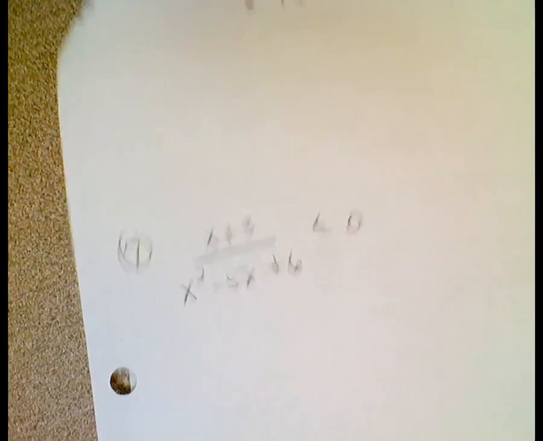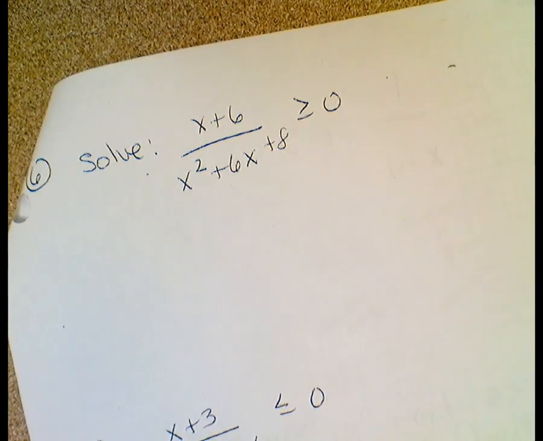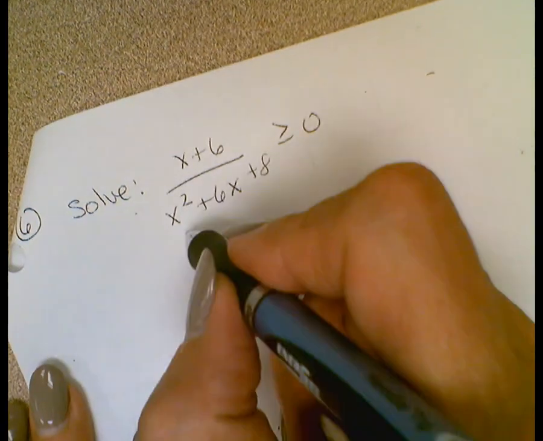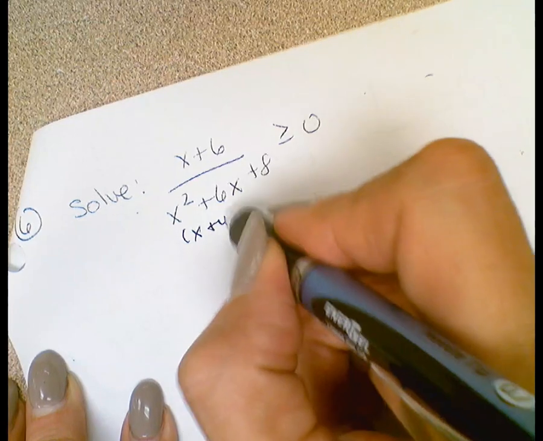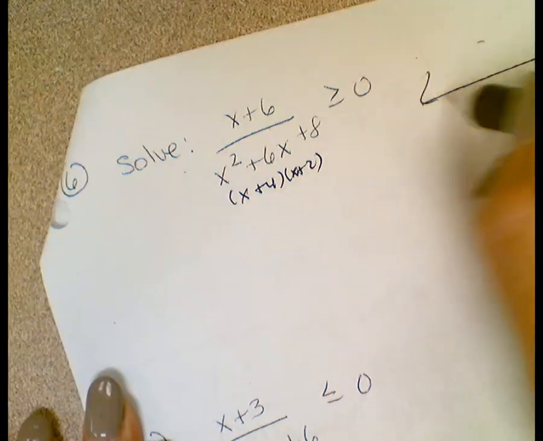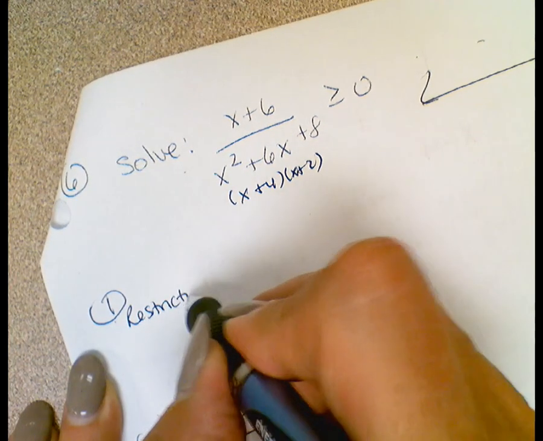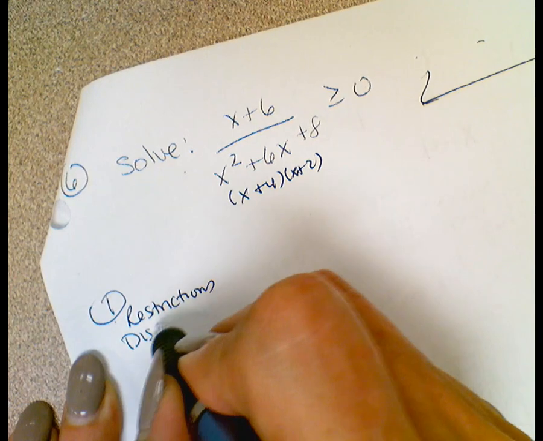Next. Now we have the inequality ones. Yay. We do not have to graph these. We just have to do a number line for these. So for this one, let's think of this in its factored form. All right, let's do a number line. First step, find all restrictions. Restrictions are discontinuities.